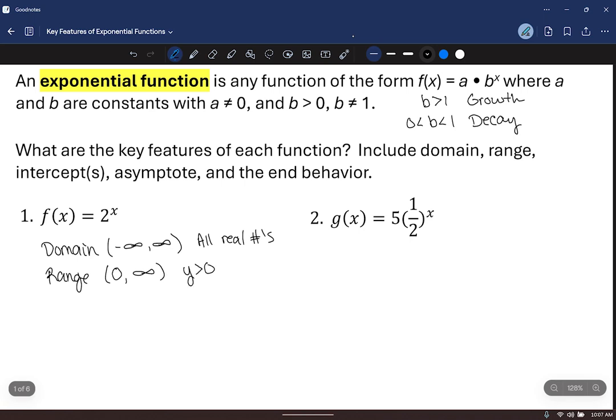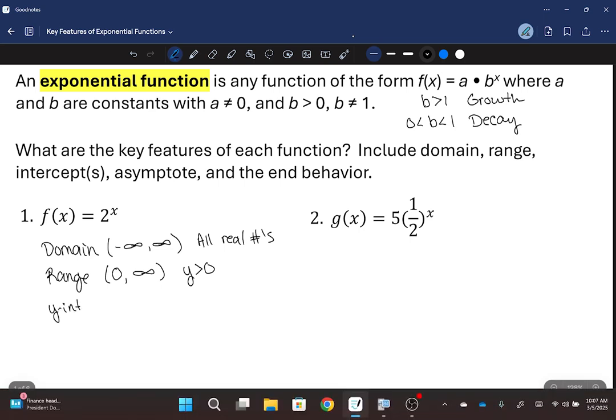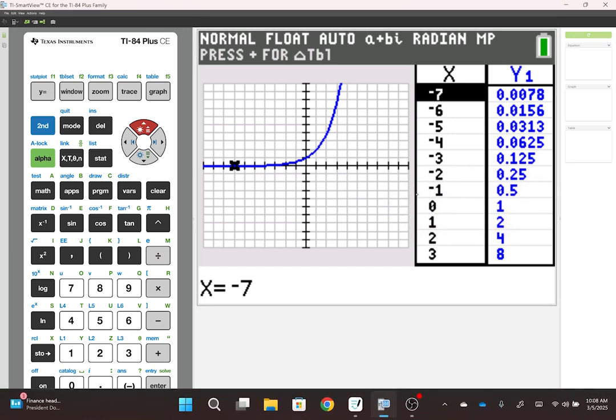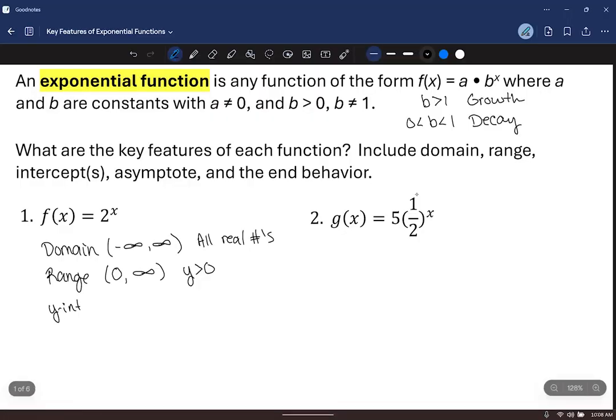So let's talk about your y-intercept. Now every y-intercept has an x value of 0. Now I can visually see my y-intercept right there at 1, but if you look at the table, right there, when x is 0, y is 1. So my y-intercept is at 1. All right. Now, we already talked about the asymptote. The asymptote is right there at y equals 0, or the x-axis.